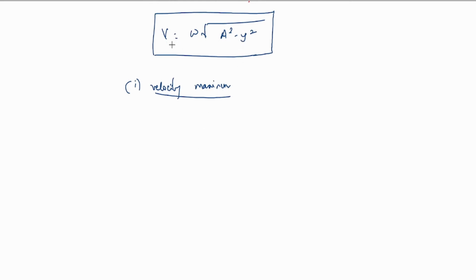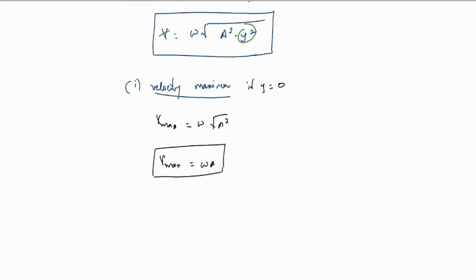If you want v to be maximum, this term should be maximum. But here A remains fixed and it is A square minus y square. So if y is minimum, then this will be maximum. That happens only if y is equal to 0. That's called V maximum, and V maximum is equal to omega into the square root of A square. The square root of A square is the same as A only. Therefore, V maximum is equal to omega into A. So this is the maximum velocity.